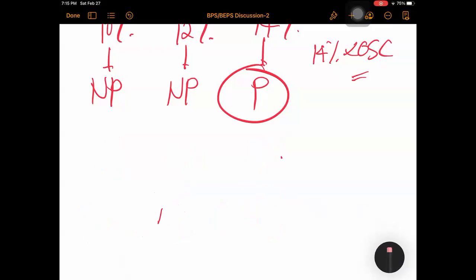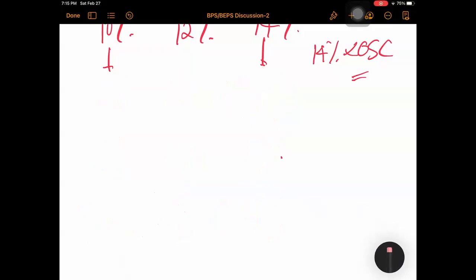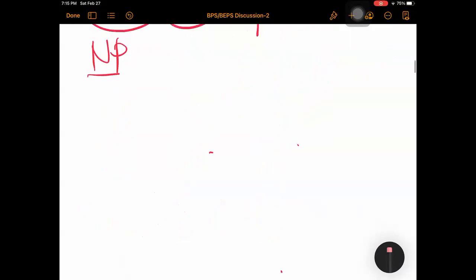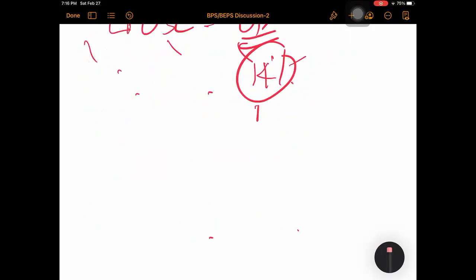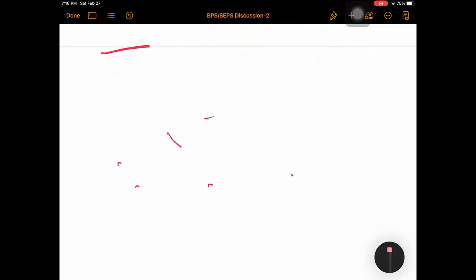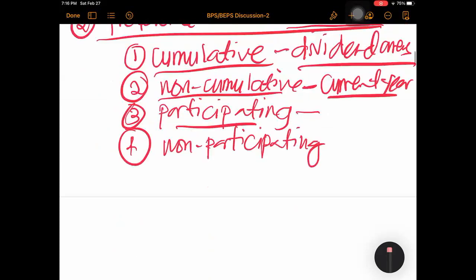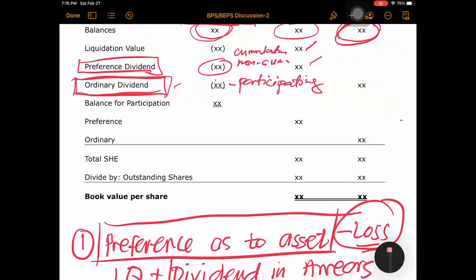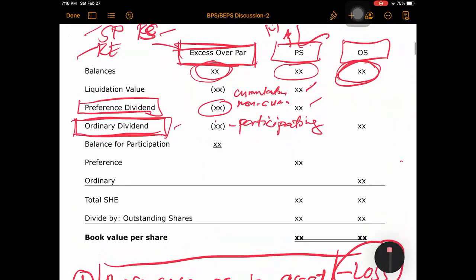So the ruling on participating: if there is more than one preference share, and two or three are participating, then the percentage we use to compute the ordinary dividend is the lowest or lower rate. Therefore, what if all three are non-participating? There is no amount here, so the entire balance of your excess over par is automatically recorded to the ordinary share.